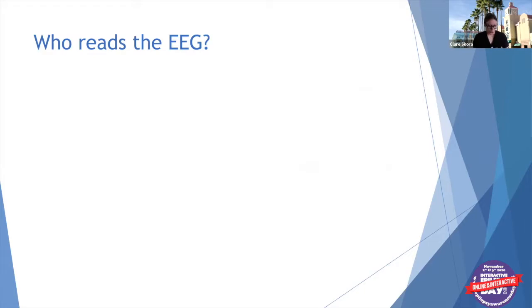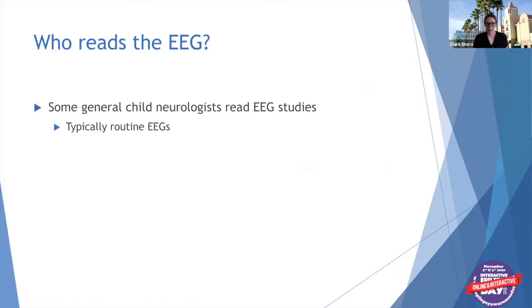And so as far as who reads the EEGs, many general child neurologists can read EEG studies. A general child neurologist is someone who has completed a residency in child neurology, which is 5 years after medical school. And as part of your neurology training, you learn how to read and interpret the basics of EEGs. So many of the routine EEGs can be read by general child neurologists. Sometimes adult neurologists also will read routine EEGs.